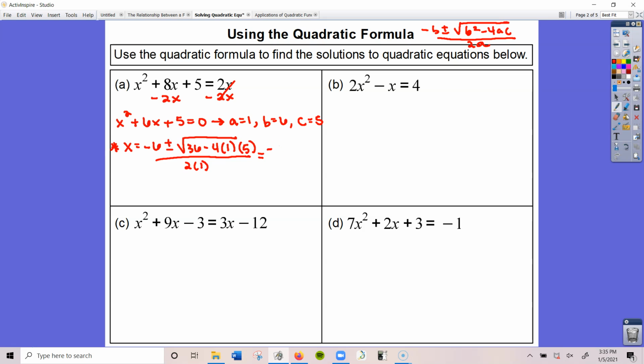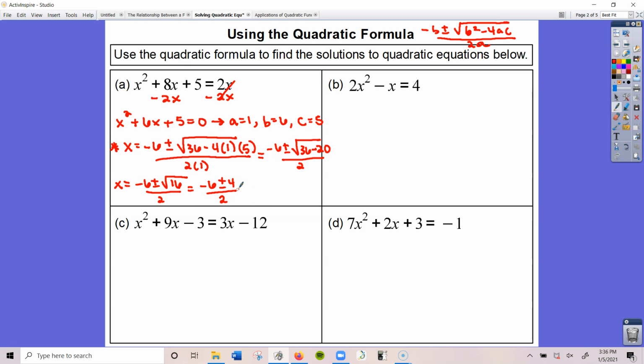And now we just work this out. So here we have negative 6 plus or minus the square root of 36 minus 4 times 1 times 5, which is 20, all over 2. If I continue, I get x is equal to negative 6 plus or minus the square root of 36 minus 20, which is 16, all over 2. Now the square root of 16 is 4, so we get negative 6 plus or minus 4, all divided by 2.